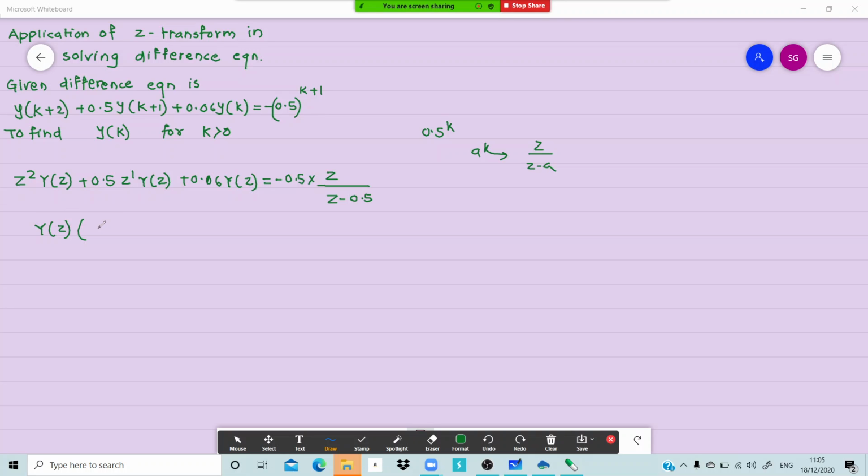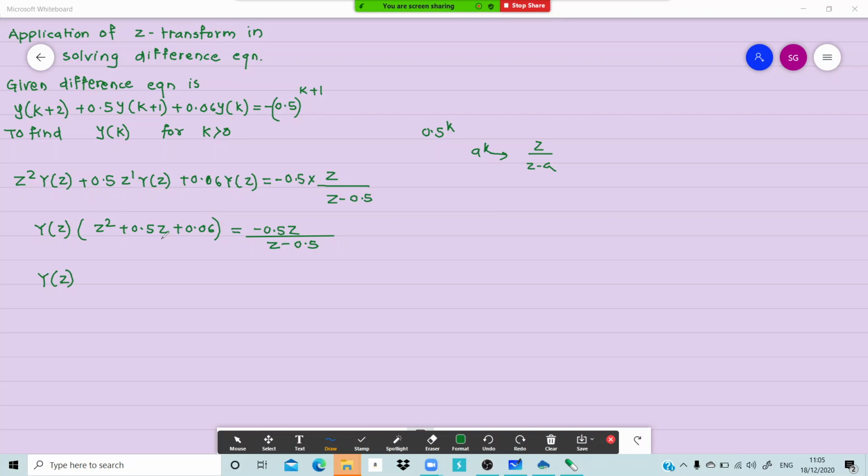So now if I take Y of z common, I'm going to have z square plus 0.5 z plus 0.06 is equal to minus 0.5 z upon z minus 0.5. Okay, now this term also I will bring on this side, and we'll try to solve it by partial fractions. So we'll have the answer for this, right?